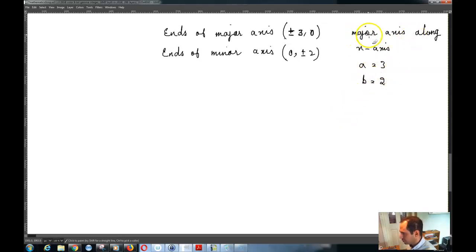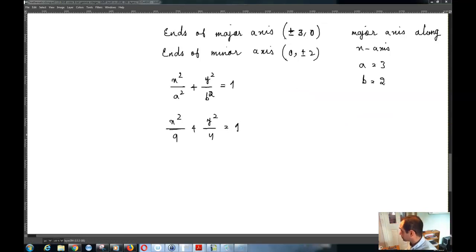So since your ellipse is along the x-axis, you can write x squared by a squared plus y squared by b squared is equal to 1. And then you have these values over here. You can write x squared by 9 plus y squared by 4 is equal to 1. So that was, for example, question number 13, which is how you solve this kind of problem.